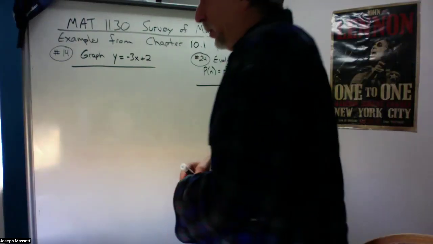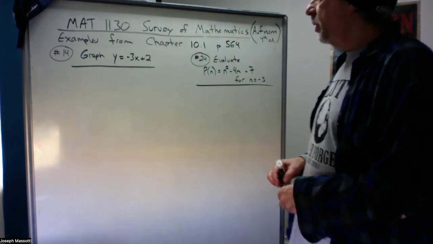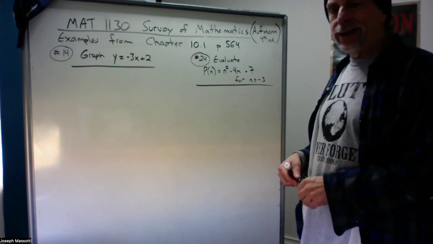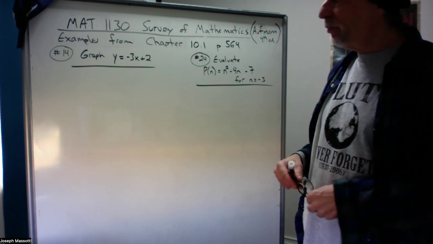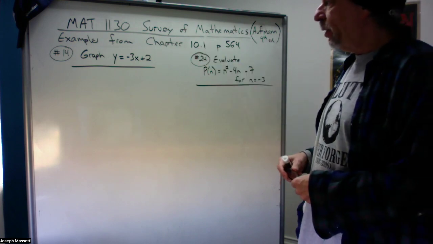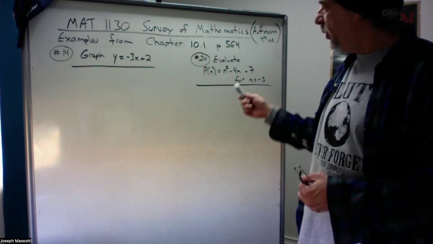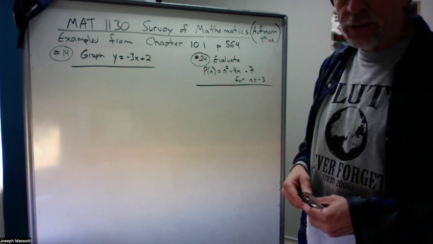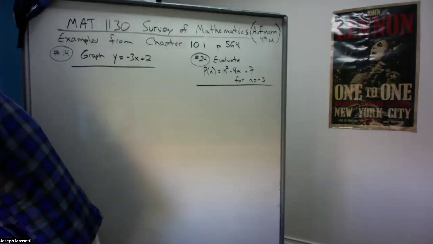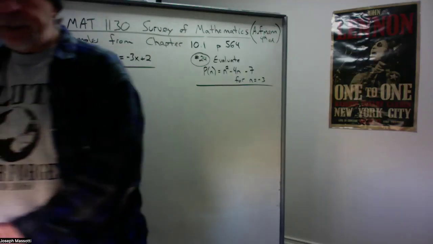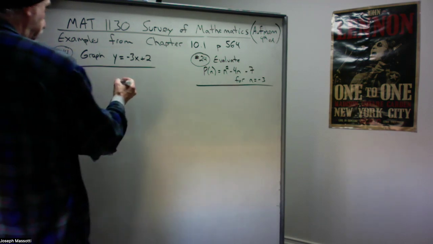All right, so a couple of examples from chapter 10.1. We're starting to get into graphing equations and evaluating functions. So we're going to graph a linear equation here, meaning a straight line, and then we're going to evaluate a given function for a given value of the input. So when you're asked to graph a function, basically I just want you to understand the Cartesian coordinate system.